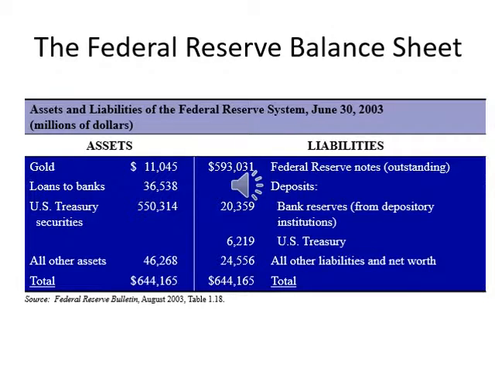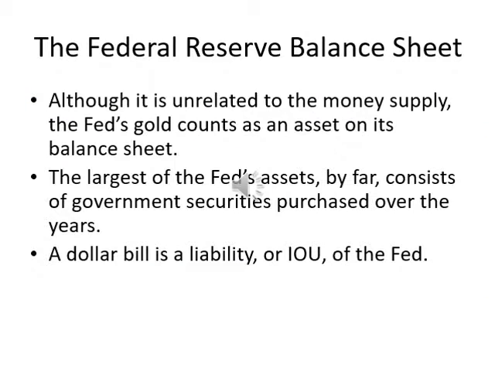The table shows the Federal Reserve balance sheet. Although it is unrelated to the money supply, the Fed's gold counts as an asset on its balance sheet. The largest of the Fed's assets, by far, consists of government securities purchased over the years. A dollar bill is a liability, or IOU, of the Fed.